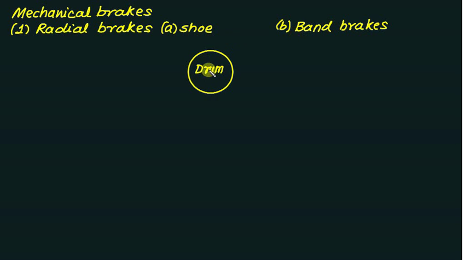The radial brakes are again classified as shoe brake and band brake. The shoe brake arrangement: we have a drum here. This one is a brake shoe, and over here there is a friction material. When we apply the force to this side, this friction material will come in contact and a friction force is developed in this direction. If F is the applied force, then the friction force developed is equal to mu times F. Because of friction, the braking action is done on the drum. This type of brake is called a shoe type radial brake. These are externally applied. Similarly, we can have internally applied brakes also.